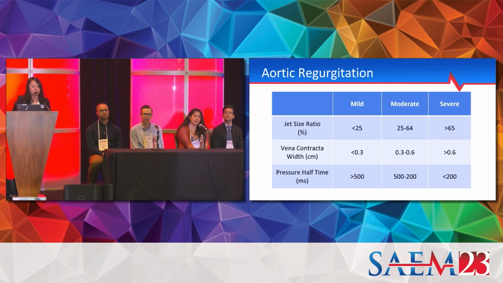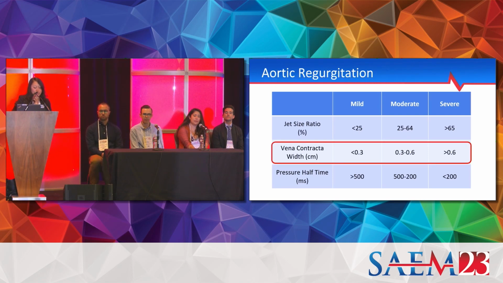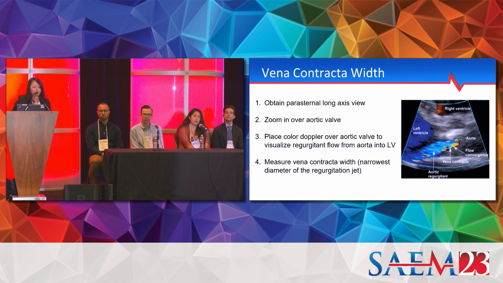So there's a couple of different fancy cutoffs when it comes to aortic regurg, but we're going to focus on the easiest one to perform, which is the vena contracta width. To perform that, all you need to do is get the parasternal long axis view, zoom in over the aortic valve, put your color Doppler on to detect that regurgitant flow, and then measure the vena contracta width, which is the narrowest diameter of the regurgitant jet.